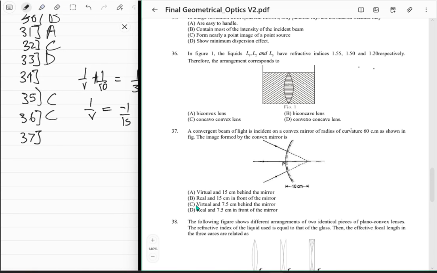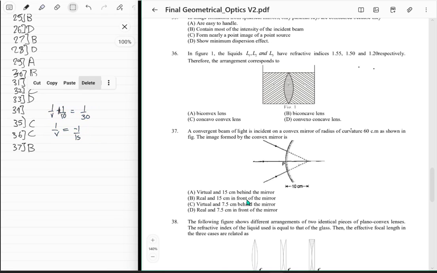Sorry. It's very real in that case, because possibly that's what's happening. So these aren't aimed at the center of curvature. These are actually aiming at some point before that. That just means the angle with the normal is such that it's going to reflect and go like this, so it's going to be at some point like that. This is the real image. So it's real and 15 centimeter in front of the mirror. So it'll be section B.